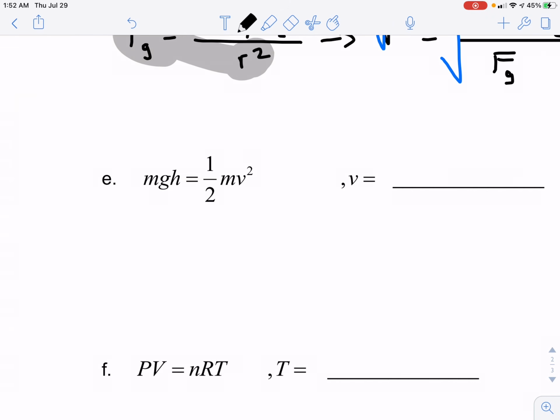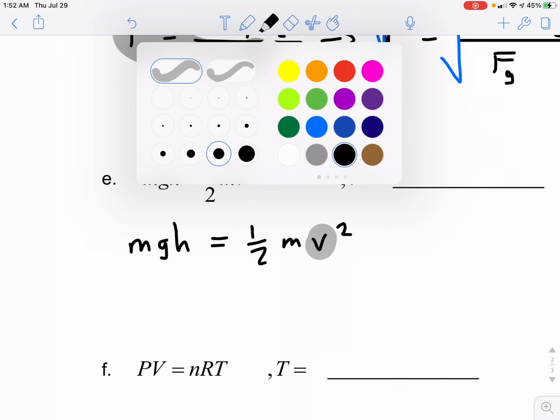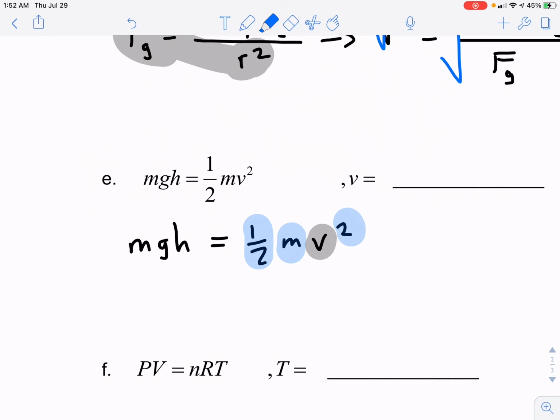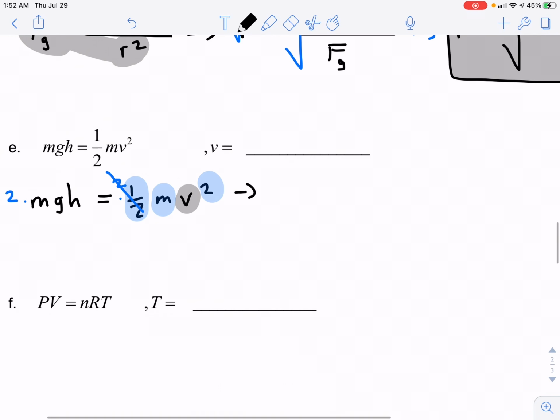Letter E, MGH equals 1/2 MV squared. Well, I'm trying to get V by itself, so in order to do that, I have to get rid of the 1/2, the M, and the squared. Like we saw in letter B, I can get rid of the 1/2 by multiplying both sides by 2, so I will begin that way. When I rewrite this, I get 2 MGH equals MV squared.